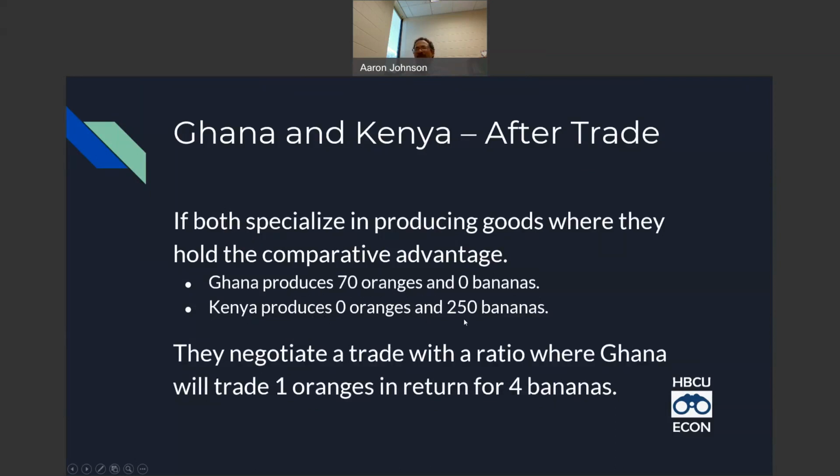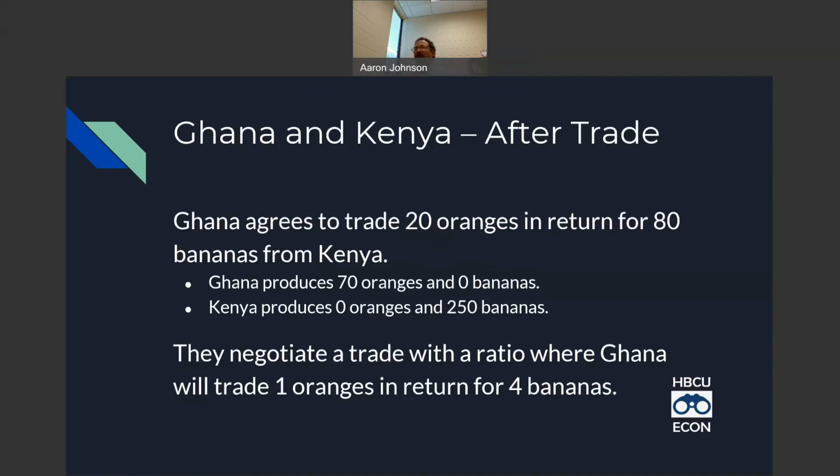And so the ratio they agreed on for trade, we're going to say Ghana's going to trade 1 orange in return for 4 bananas. Note that 4 is in between 3 and 5. So this should be a trade that would be mutually beneficial to both countries. So let's see if that's the case.